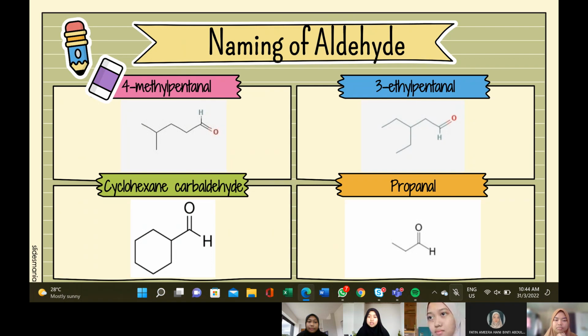Okay, the last structure is propanal. Firstly, we must determine the number of carbons in the chain. So we count the chain from right to left. We can see it has 1, 2, 3 carbons in the chain. We must remember that the aldehyde always starts at the first carbon. So we can see the O and the H. It is an aldehyde and it has 3 carbons, so it's called propane, and "al" is the suffix for aldehyde, so it's called propanal.